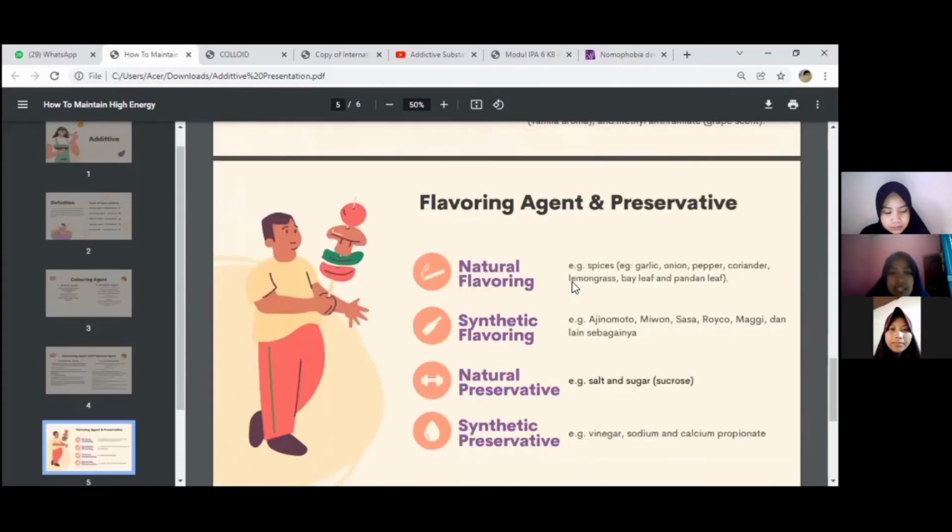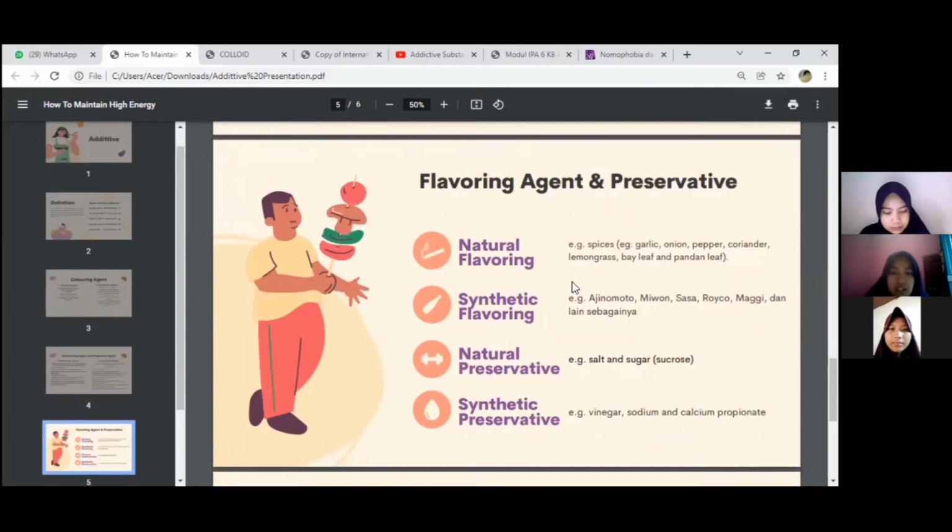Okay. The next types of additive are the flavoring agent and the preservative. For flavoring agent, there are also two types, natural flavoring and synthetic flavoring. For natural flavoring, we can find it in garlic, onion, pepper, coriander, lemongrass, bay leaf, and pandan leaf. Flavoring agent means penyedap rasa. And next is synthetic flavoring, which we can find in Ajinomoto, Miwon, Sasa, Maggi, and so on.